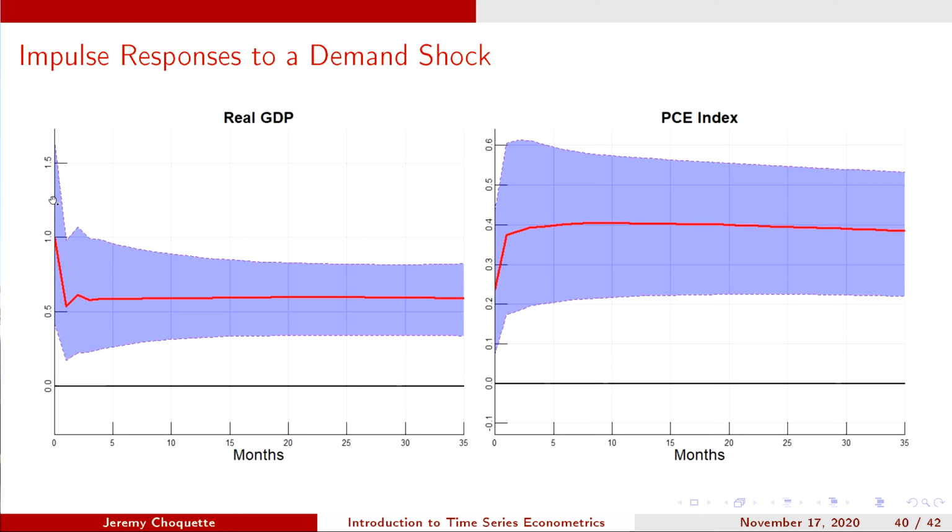Now, you're probably wondering, okay, what's up with this red thing and these purplish bands around that? Well, this red line here is the median of all of the impulse response draws that I took when I did that sampling stuff. So I get this whole distribution of these things, and I take the median draw. I take the median draw because there could be cases where the mean draw wouldn't actually exist. But the median draw does exist, right?